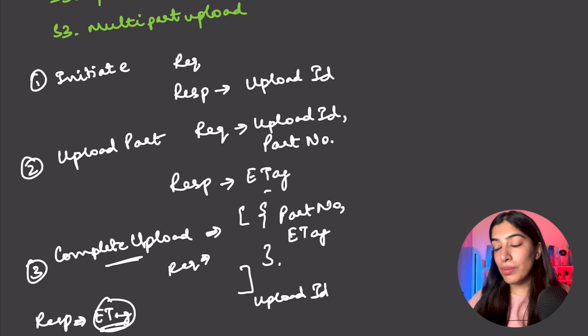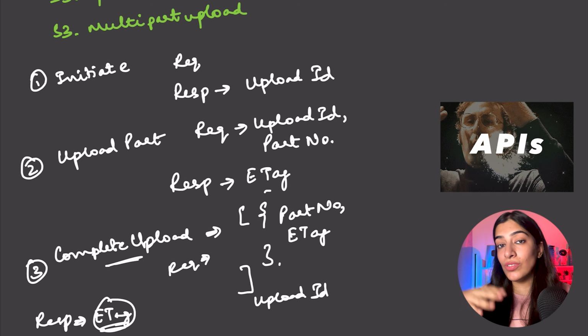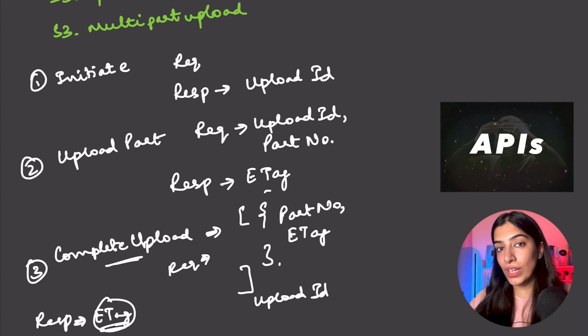So we are going to be implementing the code for this. We need to write 3 APIs on our upload service. We need to make the 3 API calls from the upload service to S3.